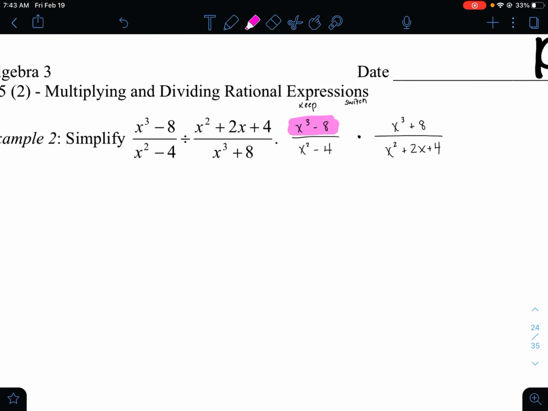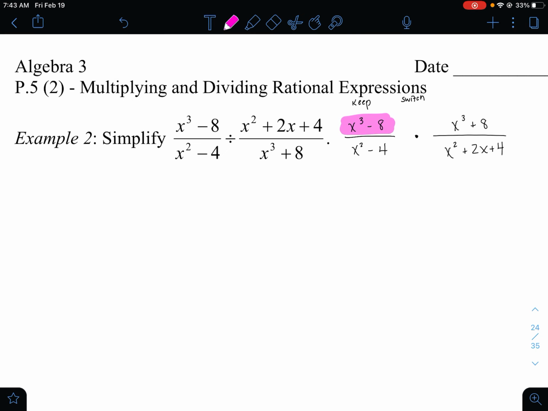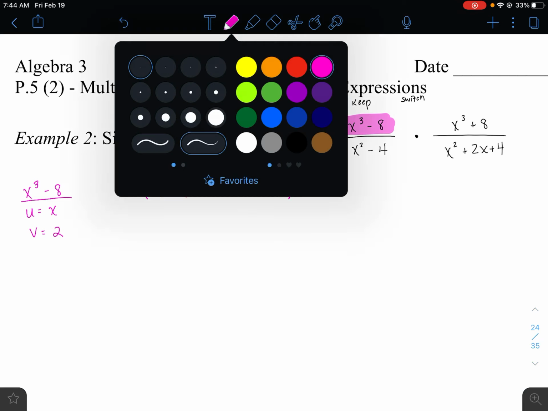Okay, so this right here is the difference of cubes. So for that one, if u, I guess I should write this out. U is going to be x. V is going to be 2 because I took the cubed root of both of those to get u and v. Okay, so that numerator is going to look like x minus 2 times x squared plus 2x plus 4. Okay, that's just using that whole u and v.